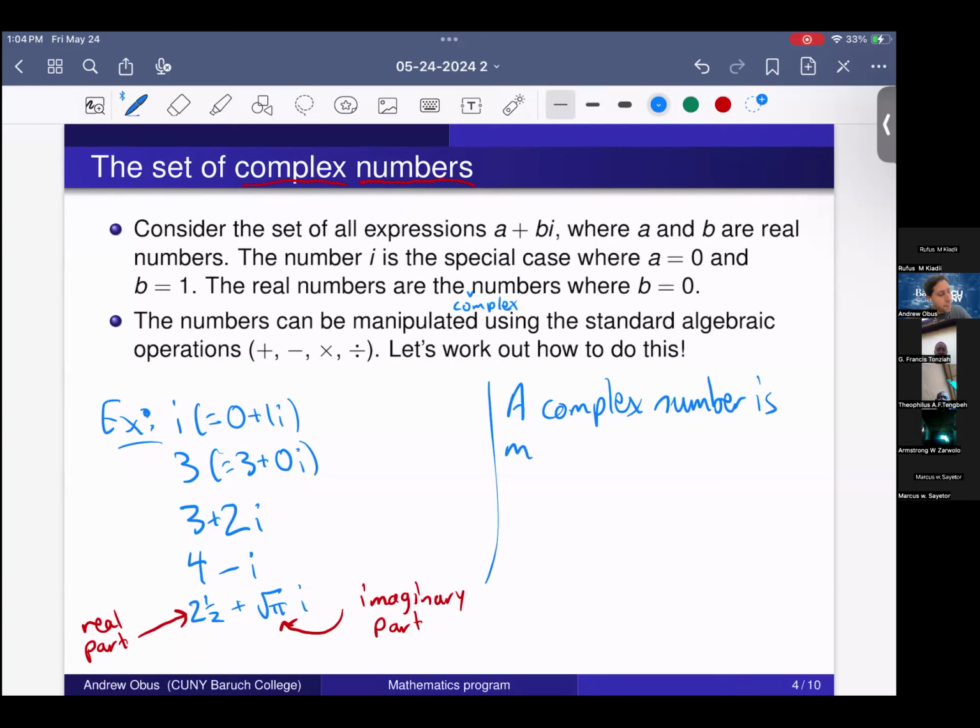So what we see from this is a complex number is made up of a real part and an imaginary part.